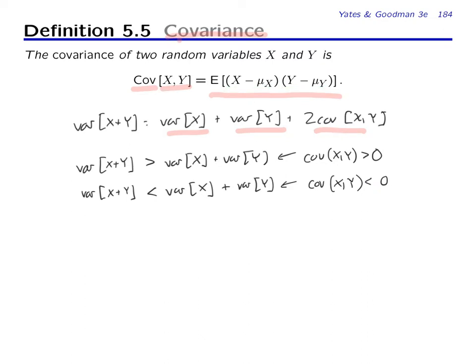So the units of covariance can be kind of complicated because the units of x are something, say meters, and the units of y are something, say kilograms. And then covariance will have the units of kilogram meters. And that may or may not be something that has physical meaning for you.